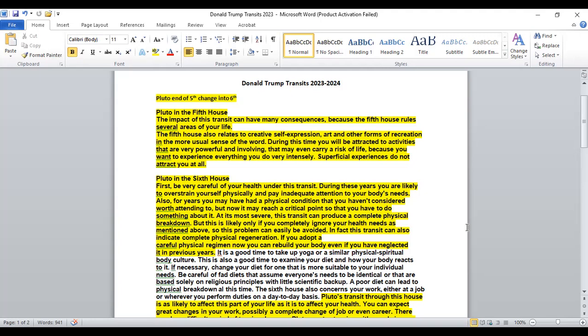The impacts of this transit can have many consequences because the fifth house rules several areas of your life. The fifth house also relates to creative self-expression. During this time, you'll be attracted to activities that are powerful and involving, may even carry a risk of life because you want to experience everything you do very intensely. Superficial experiences do not attract you at all.